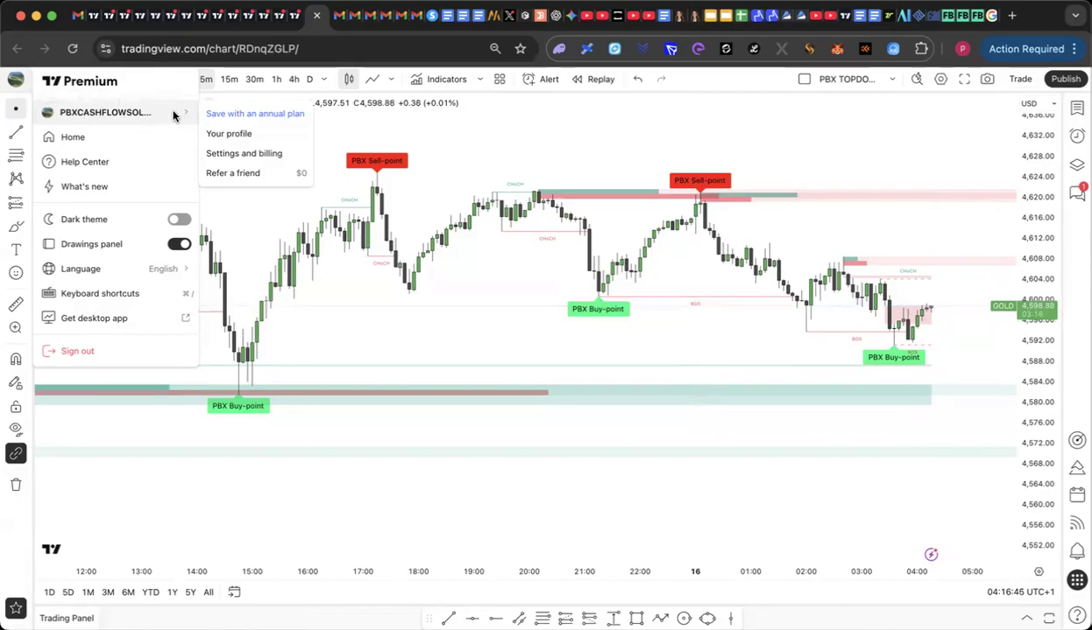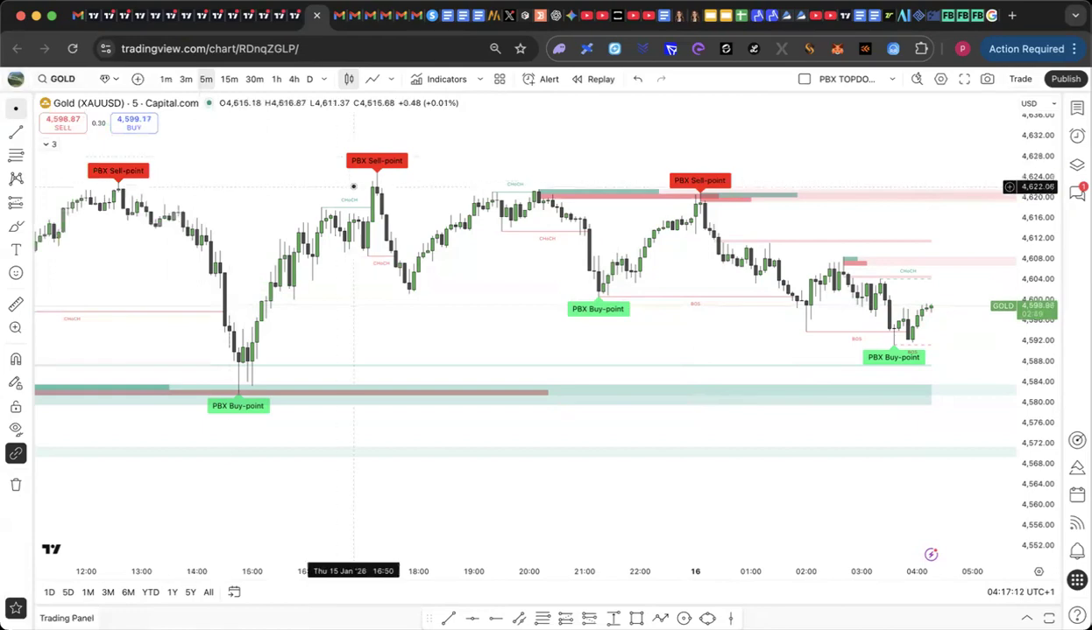You must first of all create a username. It will be empty; it won't have this PBX Cash Flow Solution. You see a pencil, you edit, create a username. Just give any username you want, then submit, and refresh after you submit. Now your TradingView has a username. Send that username to me.